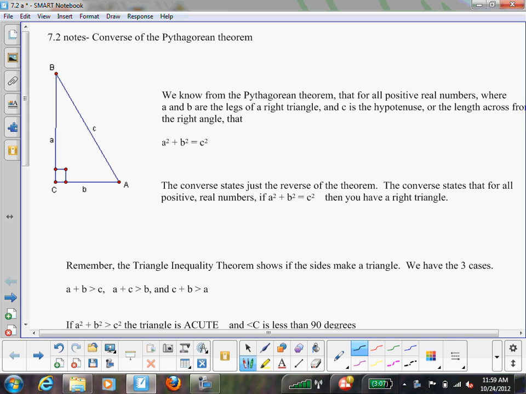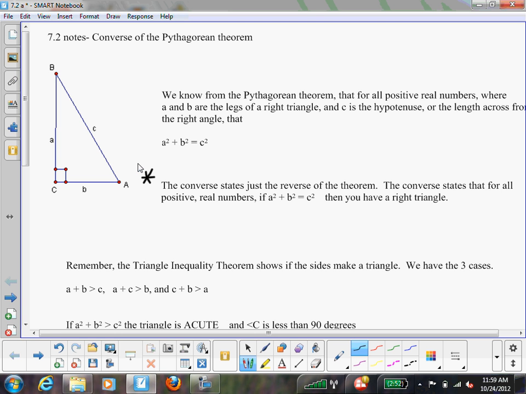Okay? All right. Well, the converse of the Pythagorean theorem just says the opposite. If A squared plus B squared equals C squared, then you have a right triangle. So that's the converse. Flashcard. I mean, it makes sense. It goes both ways. If we know we have a right triangle, then we can use the Pythagorean theorem. If we use the Pythagorean theorem and it works, and it makes sense, then we have a right triangle. That's all that's saying.